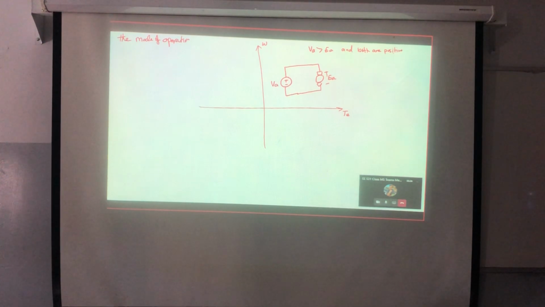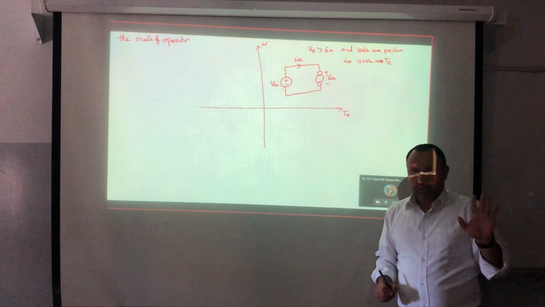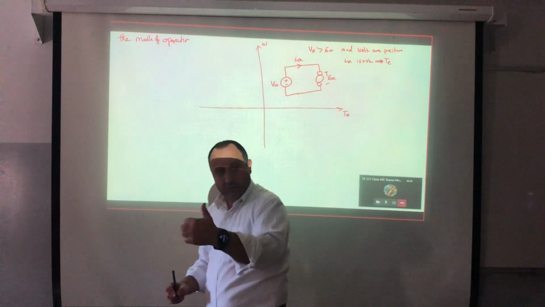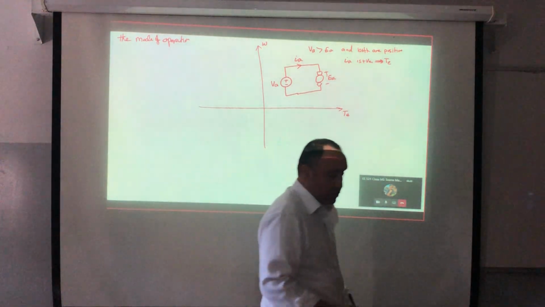Now simply, if VA is greater than EA, then the current will flow from the supply to where? To the machine. So this is the IA. So IA is positive, correct? If IA is positive, is TE positive or negative? Remember, I'm fixing the flux. So now the direction of the torque depends on the direction of the current, correct? So the torque is positive.